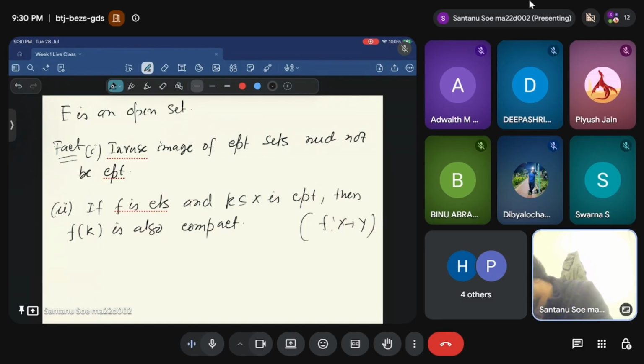The counterexample is you take any constant function, then the inverse image of any compact set is the whole of R, which is not a compact set. Okay, I hope this is clear. You can all go through it once again.